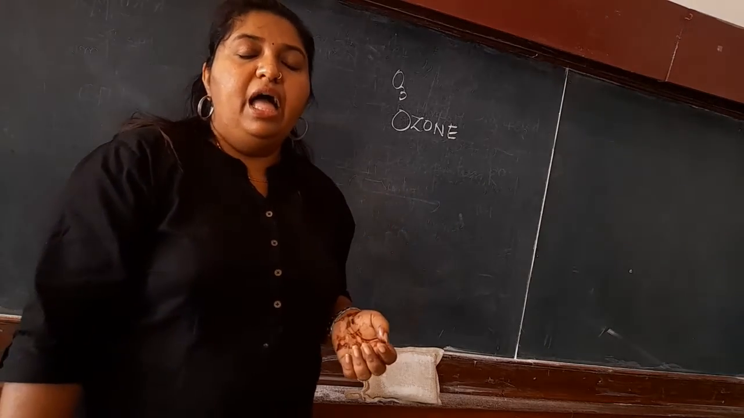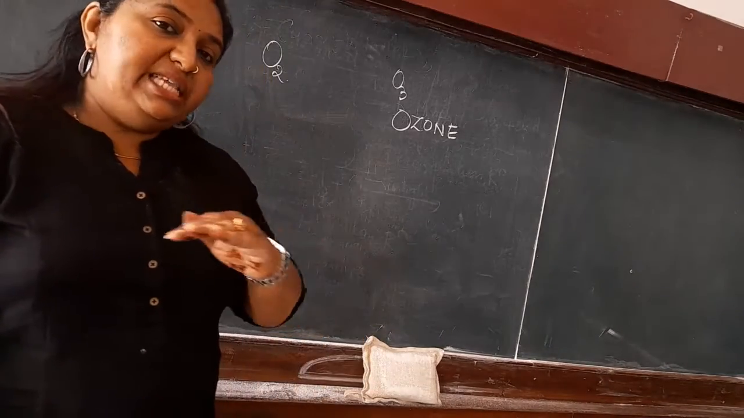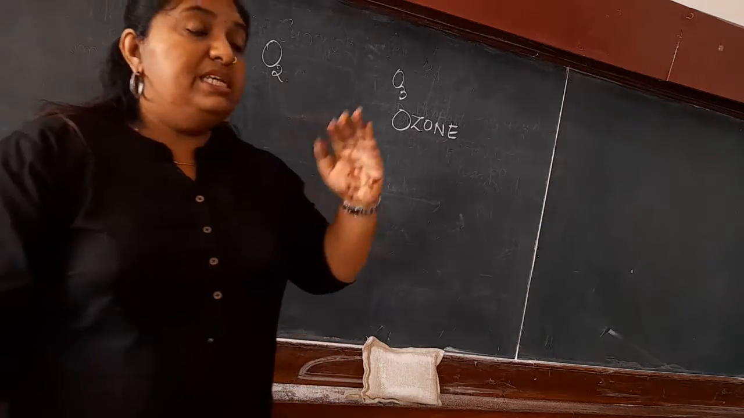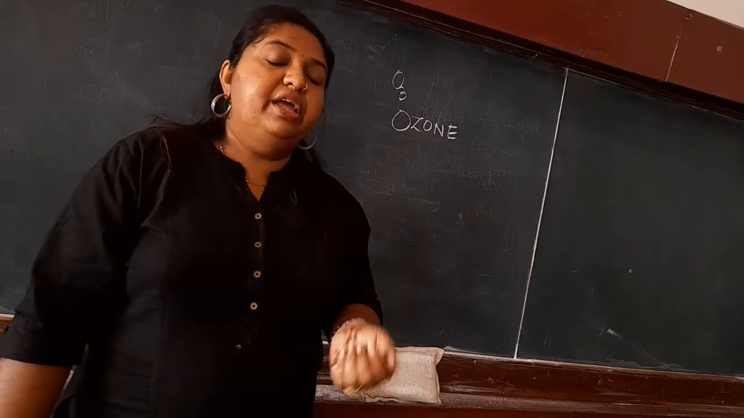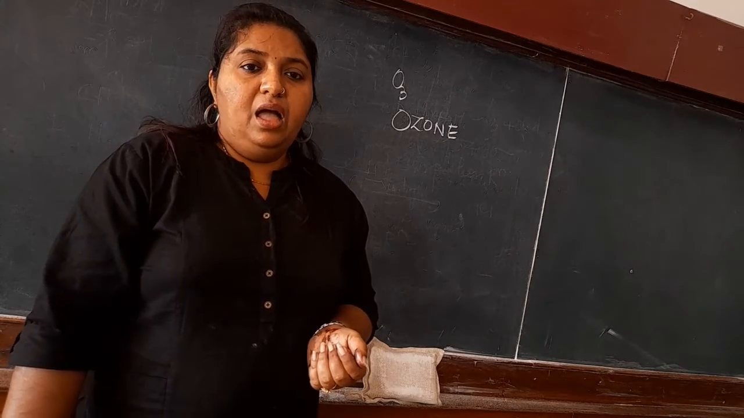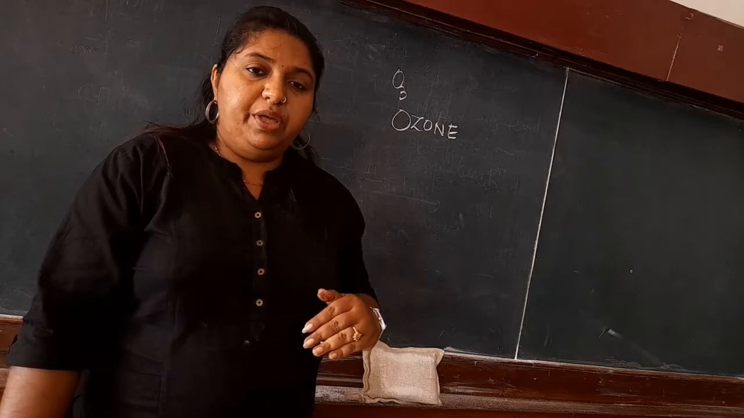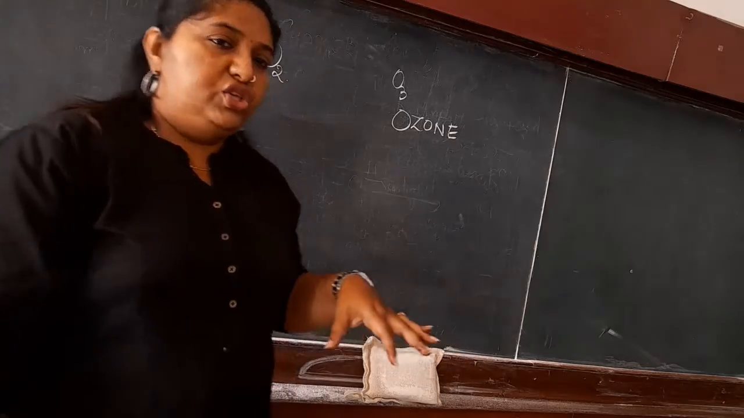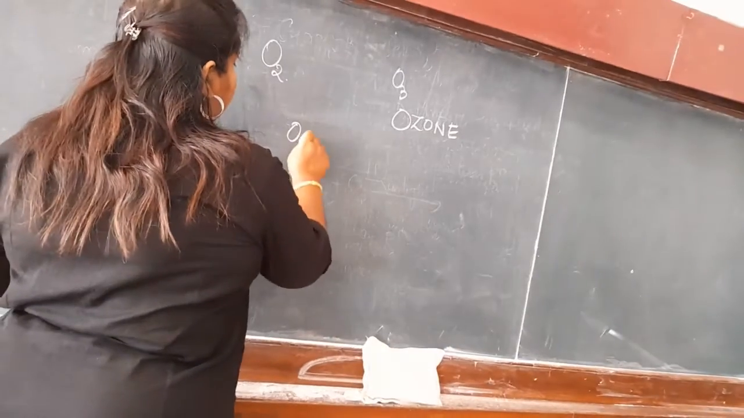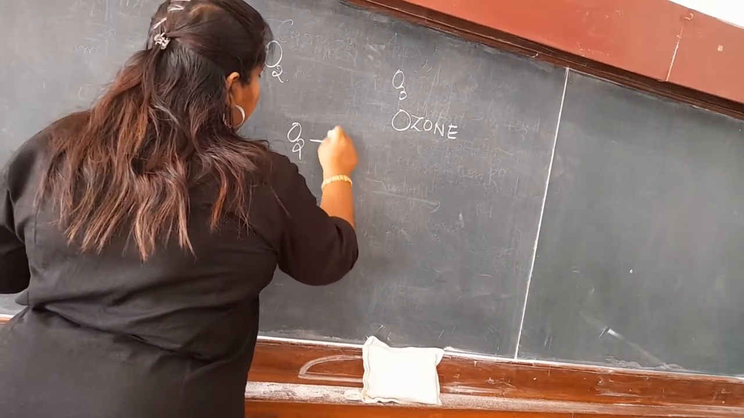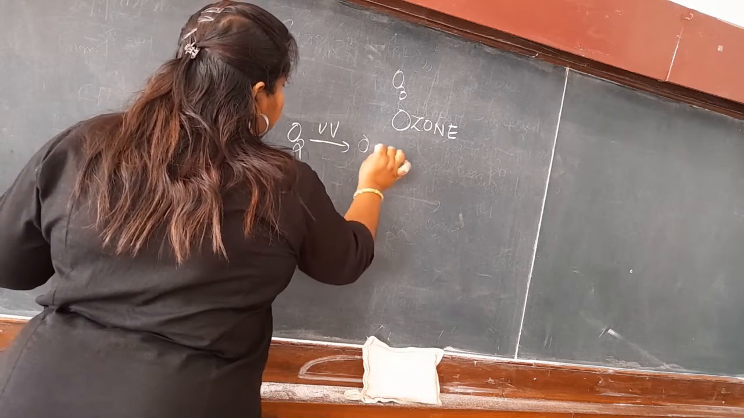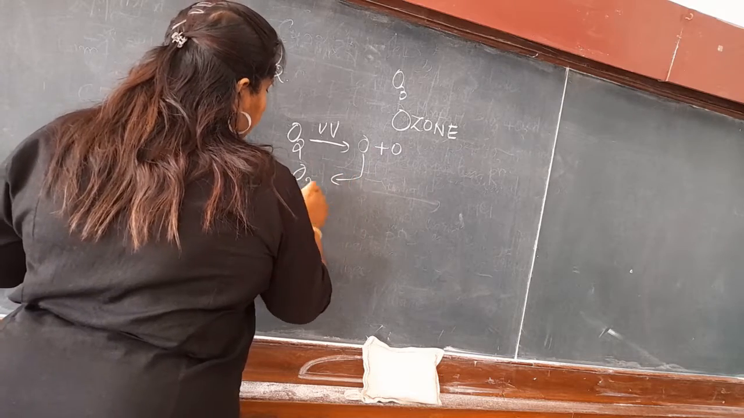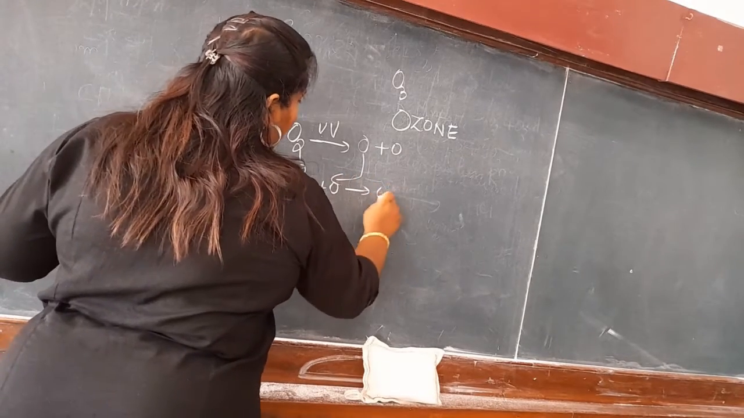Okay, ozone. Now, ozone is formed as a layer in the stratosphere. This is the second layer of the atmosphere. It is acting as a protective blanket, preventing harmful UV rays from entering the Earth's surface. The oxygen which is present in the atmosphere absorbs the UV rays and splits into oxygen atoms. One oxygen atom again combines with an oxygen molecule to form ozone.